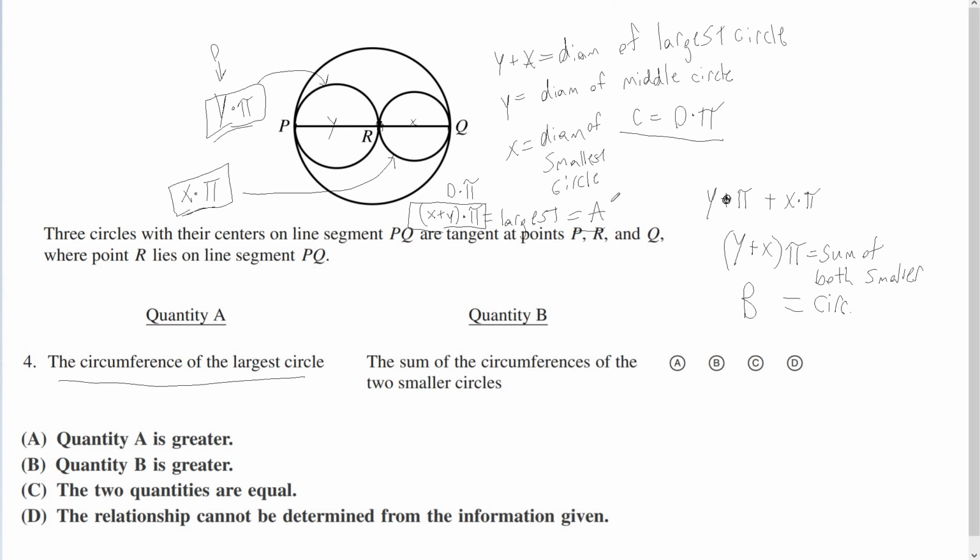So this is A right here, which is (x plus y) times pi, and this is B right here, which is equal to (y plus x) times pi. This obviously is the same thing as (x plus y) times pi, which is equal to this. So therefore, the answer is that quantity A and quantity B are equal. And therefore, of these choices, we are looking at letter C.